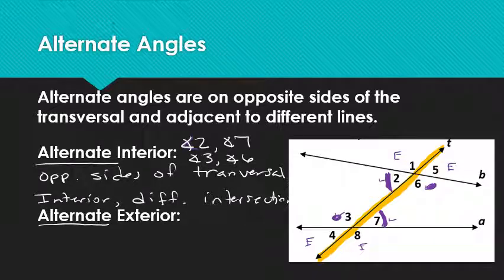So the definition for alternate exterior is very similar, only one thing changes: these angles are exterior. So they are on the opposite side of the transversal.